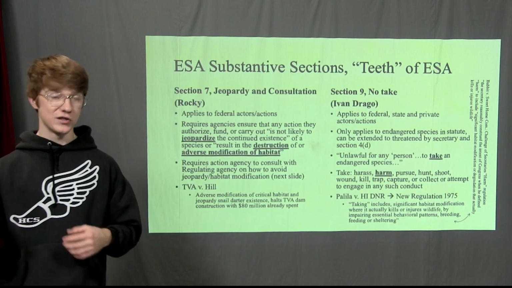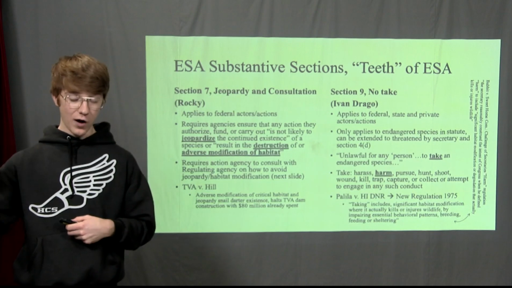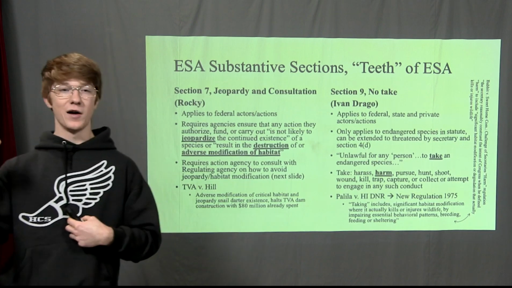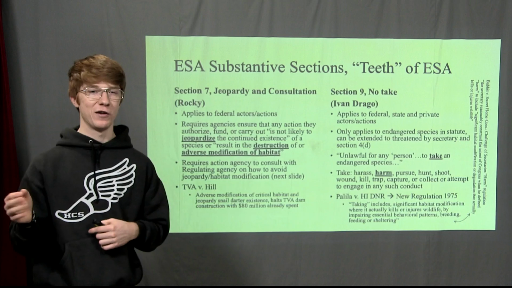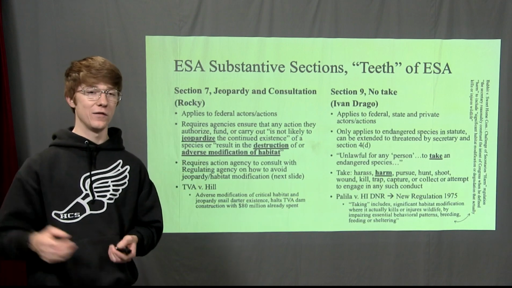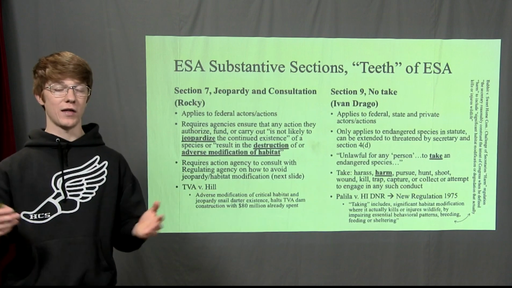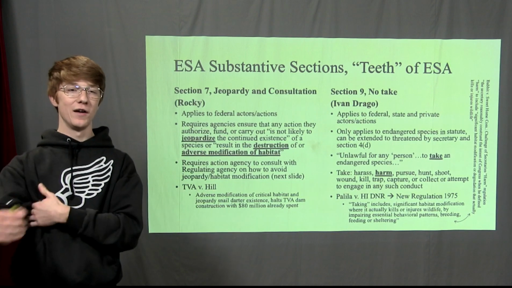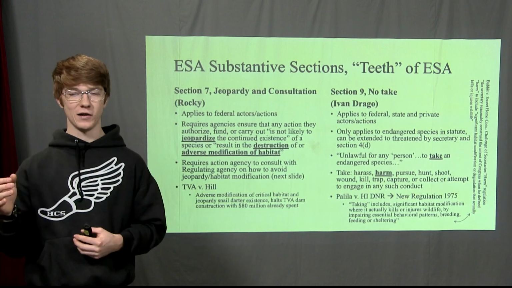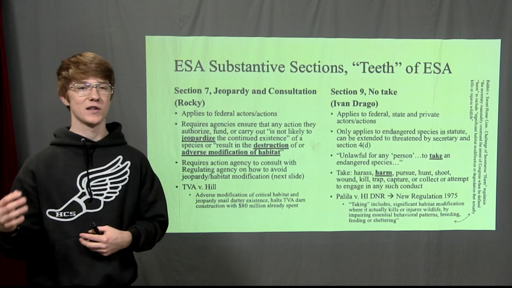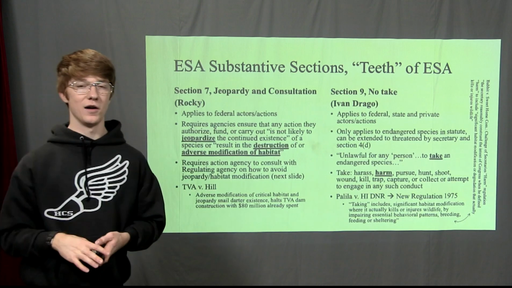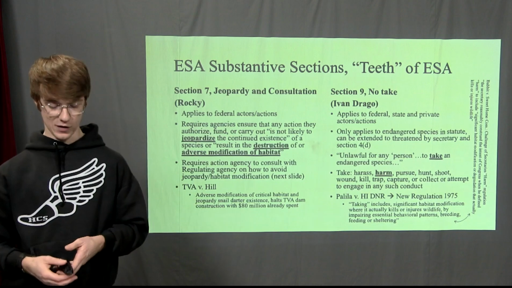So then moving into Section 9, essentially it's unlawful for any person to take any such species. This one applies to any person, not just federal actors and federal actions. It applies to federal, state, and private individuals as well. It's the prohibition of taking of any endangered species in the statute. However, this Section 9 protection can be extended to threatened species by the FWS or the Secretary through Section 4(d) of the ESA.